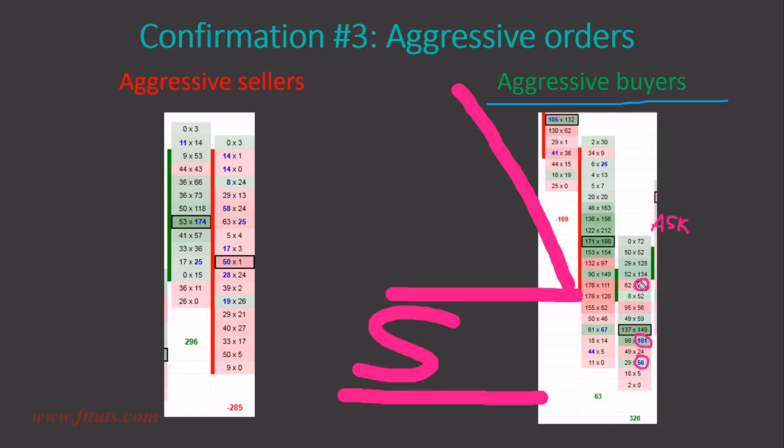Also this imbalance, and it doesn't need to be an imbalance. You want to see big numbers jumping in on the ask side. So also these bigger numbers than on the bid side.